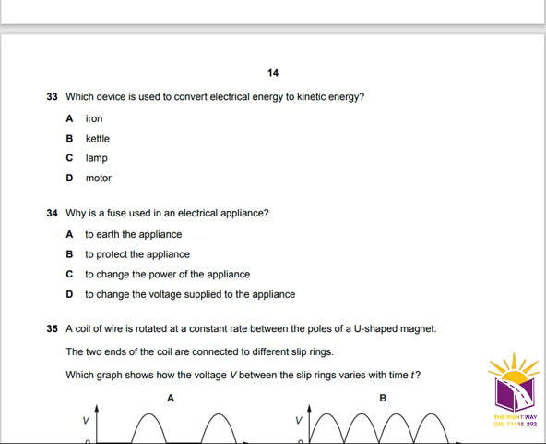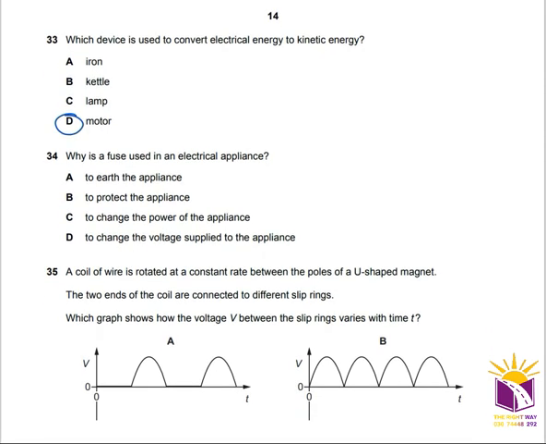Which device is used to convert electrical energy into kinetic energy? An iron converts electrical energy into heat. A kettle also converts electrical energy into heat. A lamp converts electrical energy into light and heat. A motor converts electrical energy into kinetic energy because it is used to move the body.